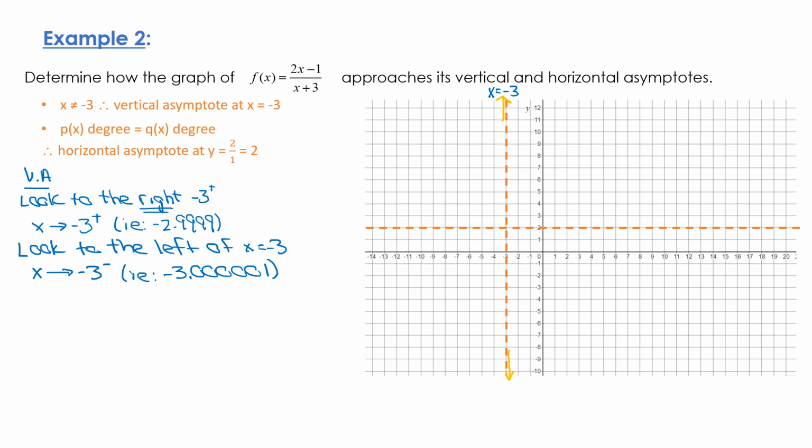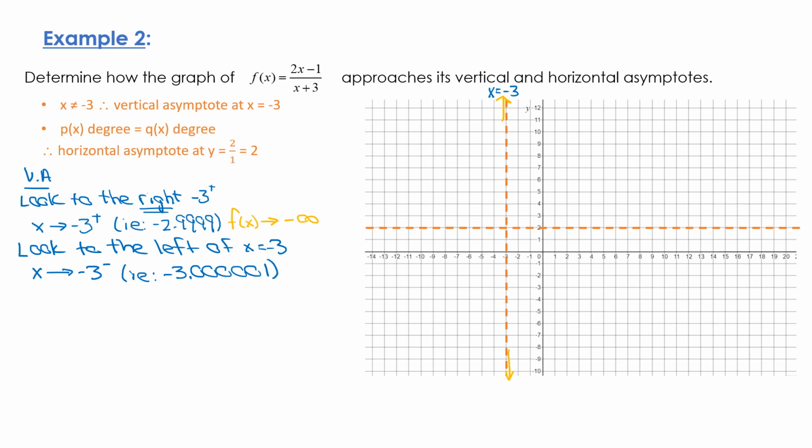So I'm just going to write a little bit more up here. See where I wrote look to the right, -3. So as x approaches -3 from the right, our function, I'll put it in orange, our y's approach -infinity. So that's the end behavior.